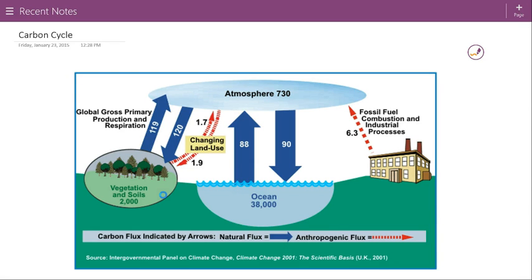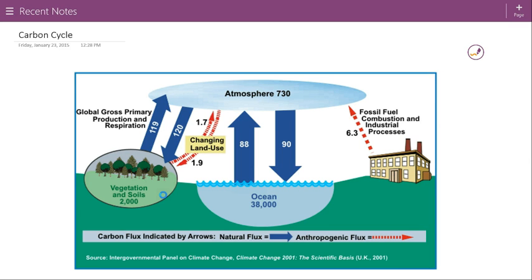Alright, so today we're going to be talking about the carbon cycle. And basically, just on a very surface level, the carbon cycle is how carbon is moving through the atmosphere, the plants and animals, the ground, and the oceans.